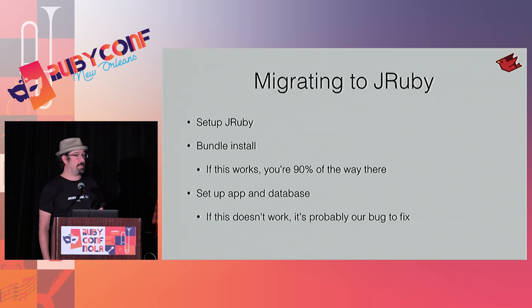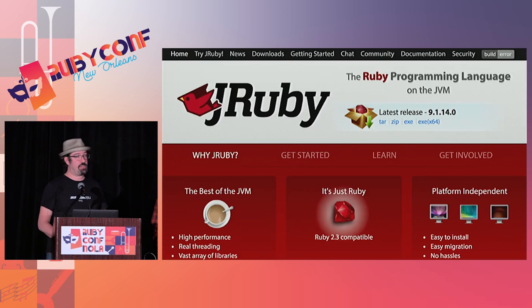For a Rails database application setup, you'll migrate your data and do whatever you're supposed to do to get the application up and going. If something fails here, it's probably going to be our fault, something we should fix. But usually, if you're able to bundle install an application, that's all you're going to need to do. That's the only challenge.